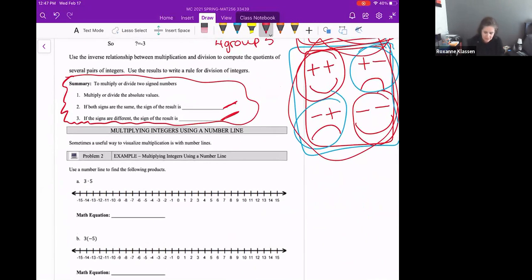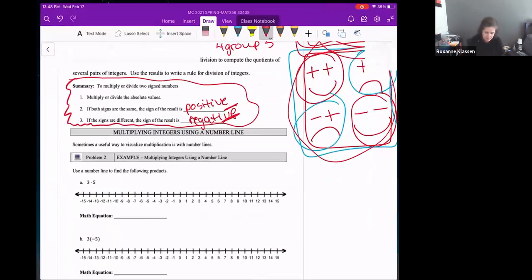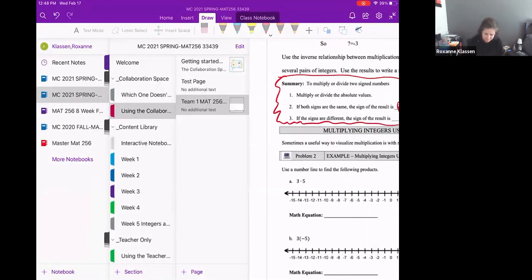Okay, so if the signs are the same, the result is positive. If the signs are different, the result is negative. All right, now let's get to Hannah's concerns, because it is a real valid concern. And I'm not sure I love this explanation, just so you know. I'm upfront about that right now. Oh, sorry, let me go back to my slides.